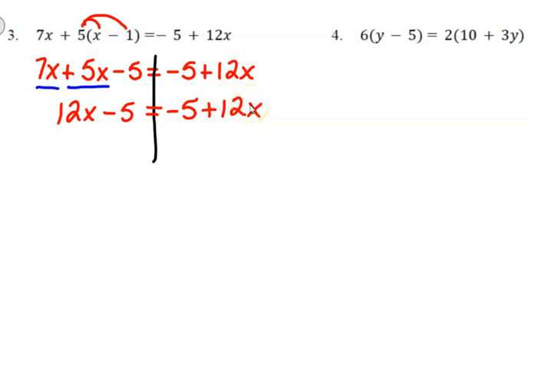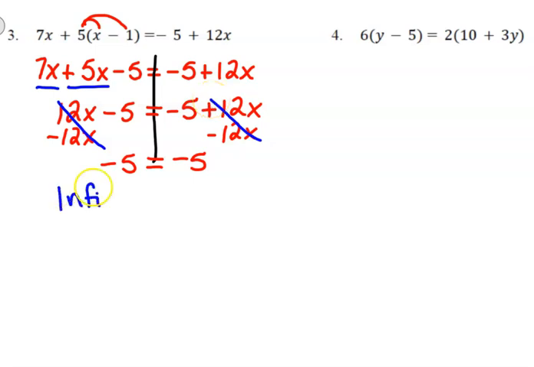And so opposite, subtract 12x. That's going to mean that 12x minus 12x goes away. I'm left with negative 5 equals negative 5. 12x minus 12x goes away. Negative 5 equals negative 5 is infinite solutions.